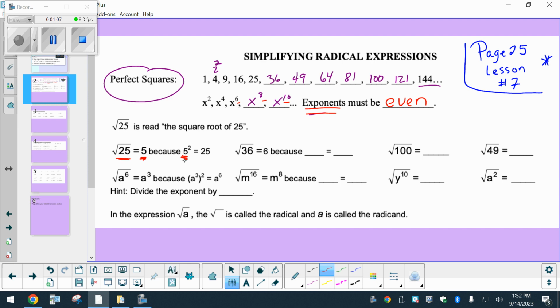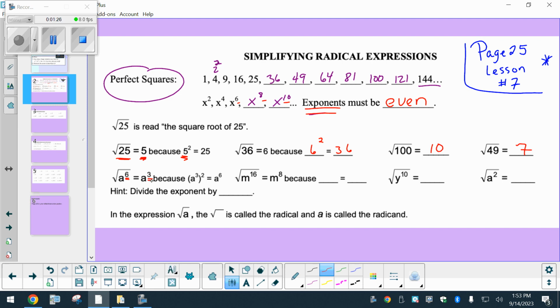Okay, so let's just simplify. Square root of 25 is 5, because 5 squared equals 25. So we'll just go through these. This is because 6 squared is 36. So now, without showing all that work, just the square root of 100 would be 10, and square root of 49 would be 7.